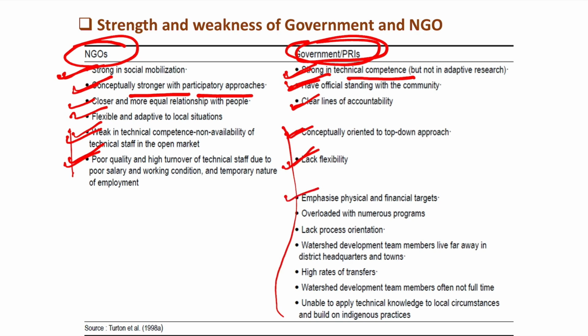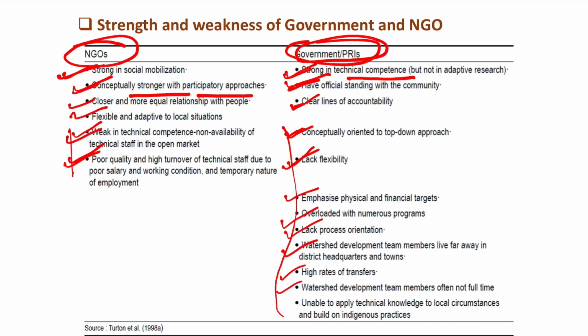Emphasis on physical and financial target, overload with numerous programs, lack of process orientation, watershed development team members live far away in district headquarters, or they do not prefer to live in the locality. Then transfer rate भी हाई होता है. आज कोई है ऑफिशियल, वो काम कर रहा है, आधा काम क्या है दूसरा कोई ऑफिशियल को वहाँ पे अपॉइंट कर देते हैं, इसको ट्रांसफर कर देते हैं.